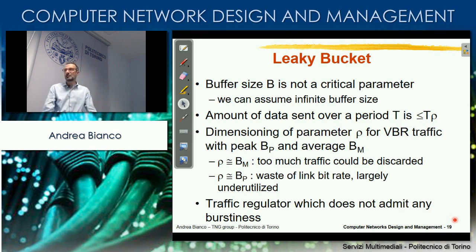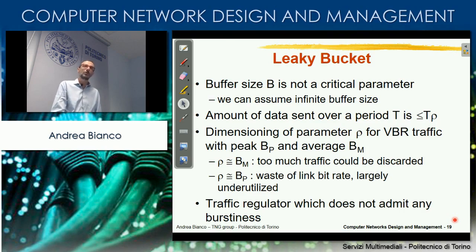And the problem is that this is good if you have a source with a very low level of burstiness. But as soon as you have some burstiness, you have a difference between the peak and the average rate of this source, so it's a variable bitrate source. If you assume for rho the average rate, you will start discarding packets or delaying them very much.